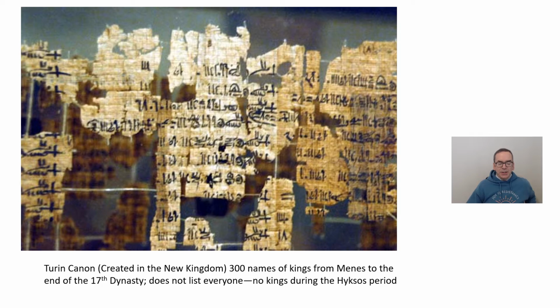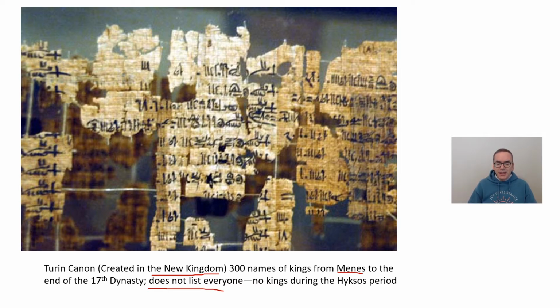We have another list called the Turin Canon, created later in Egyptian history in the New Kingdom, where it lists 300. Now, I've given you some names here, like Menes is thought to be the first king or first pharaoh. There's some debate about that. And then it goes all the way to the 7th dynasty.